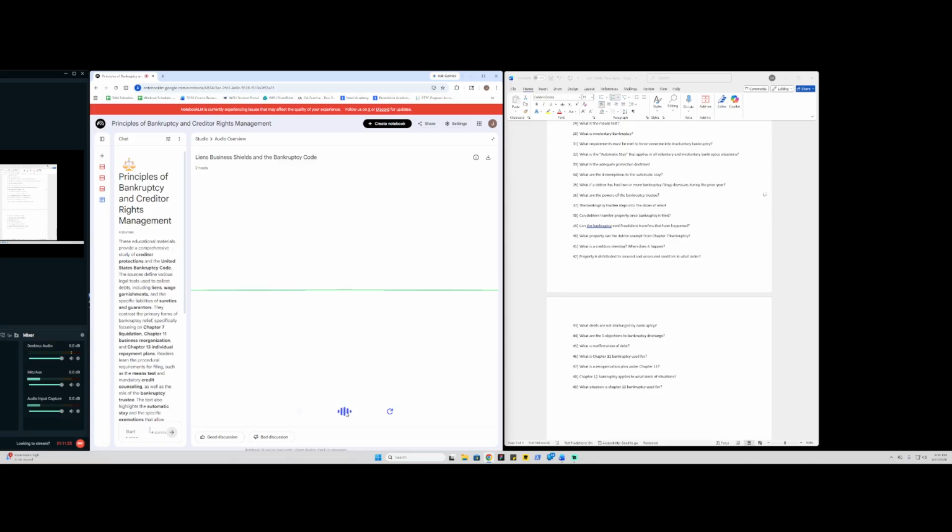Does the bankruptcy trustee have the rights of the surety? As in, do they have the right of contribution as well as the right of reimbursement?